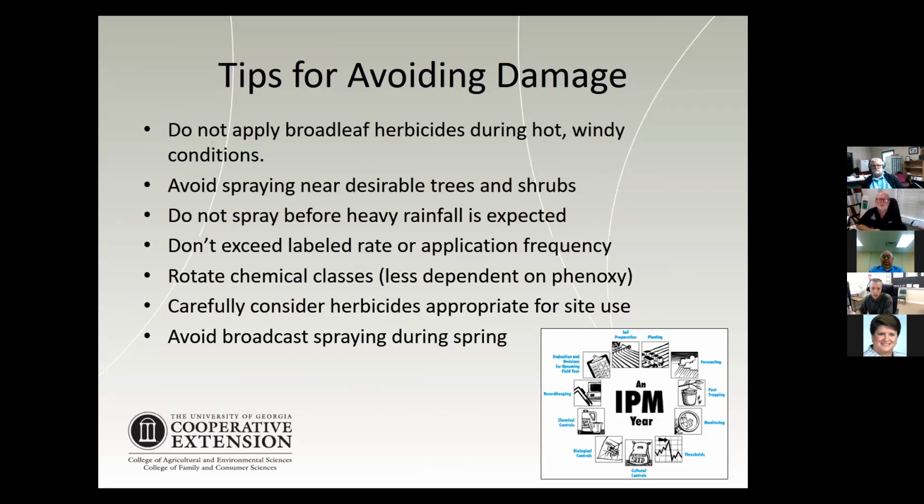Watch the weather, make sure there's no rainfall expected within at least 6 to 8 hours after spraying to avoid runoff of those herbicides. Never, ever, ever exceed the labeled rate or the application frequency. It says no more than 2 applications per year. That's it. That's all you can use that product for. Maybe even rotate your chemicals, go to something else besides a group 4 herbicide. Unfortunately, that's most of what you're going to find in the pasture and forage industry. But there are some other herbicides out there that you might be able to use occasionally without having to rely so heavily on just these phenoxy herbicides.